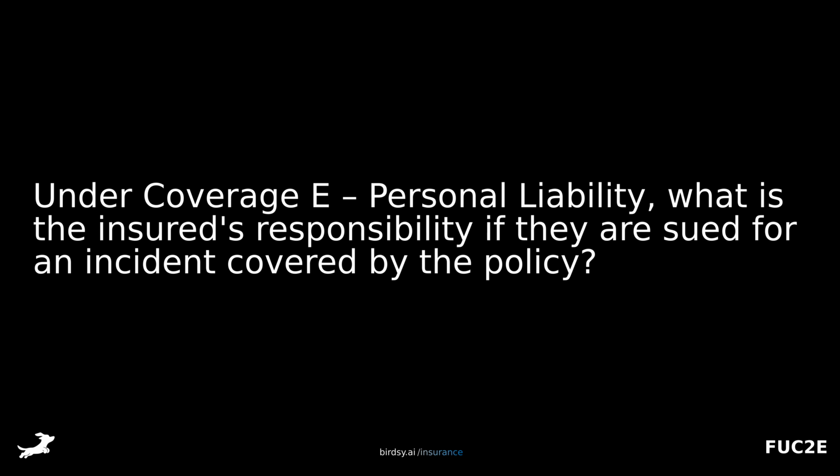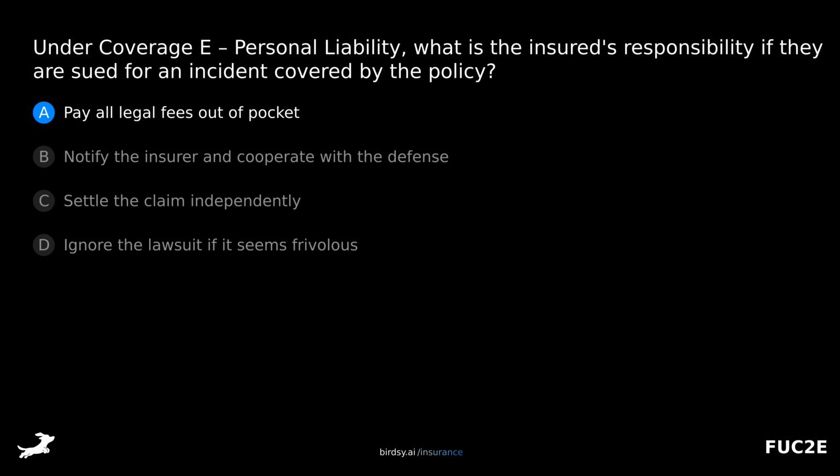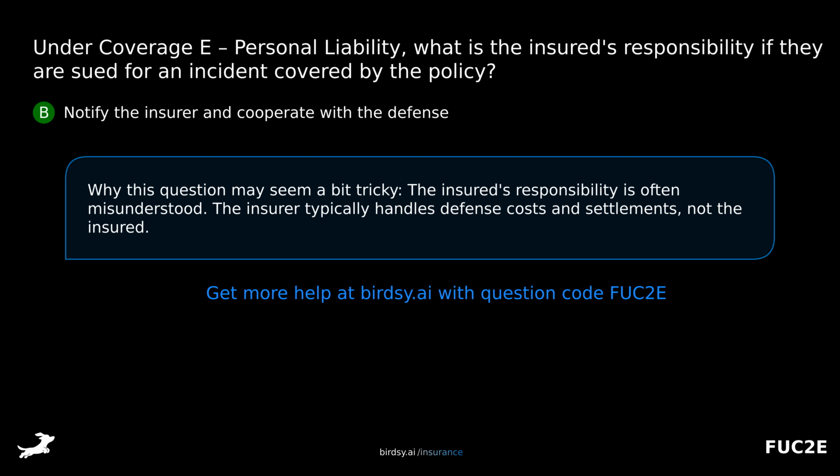Under coverage E, personal liability, what is the insured's responsibility if they are sued for an incident covered by the policy? Is it A, pay all legal fees out of pocket? B, notify the insurer and cooperate with the defense? C, settle the claim independently? Or D, ignore the lawsuit if it seems frivolous? The answer is B, notify the insurer and cooperate with the defense. While this question may seem a bit tricky, the insured's responsibility is often misunderstood. The insurer typically handles defense costs and settlements, not the insured.